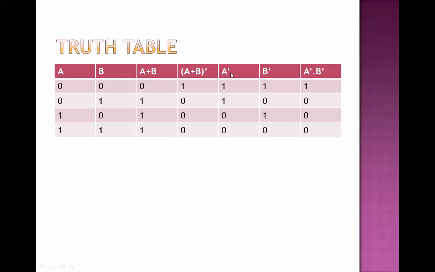Then we have to do the AND between A complement and B complement. So A complement and B complement: 1 and 1 is equal to 1, 1 and 0 is equal to 0, 0 and 1 is equal to 0, 0 and 0 is equal to 0. So according to the truth table we can see that A or B whole complement is equivalent to A complement and B complement. So these are the two theorems given by the mathematician De Morgan, and we are going to use these theorems in our upcoming Boolean expressions.